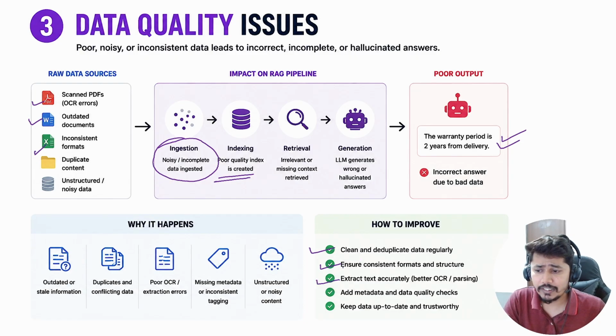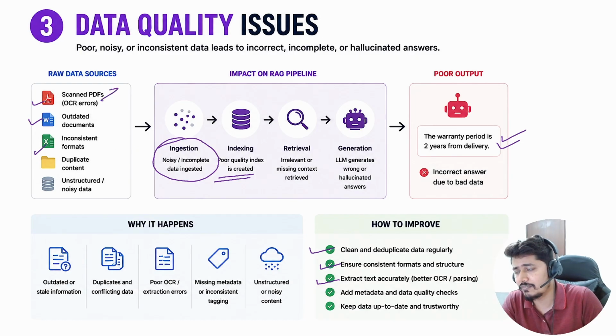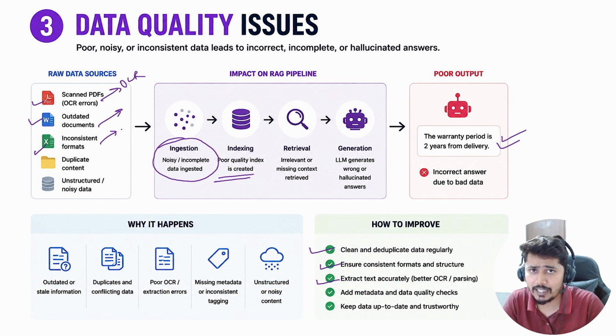Then extract the text accurately, with better OCR and parsing. Whenever you are doing text extraction out of scanned PDFs, you are using OCR techniques in order to extract the text. For outdated documents or Excel, you are using text extraction libraries out of the PDFs and whatnot. So you should make sure that the extraction quality is good, so that the retrieval quality is good.